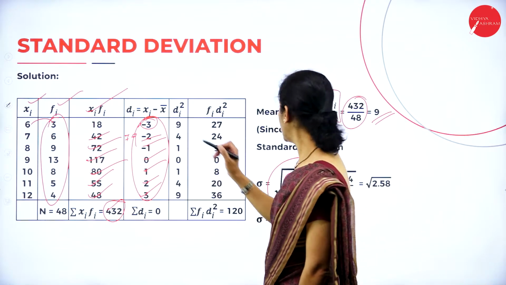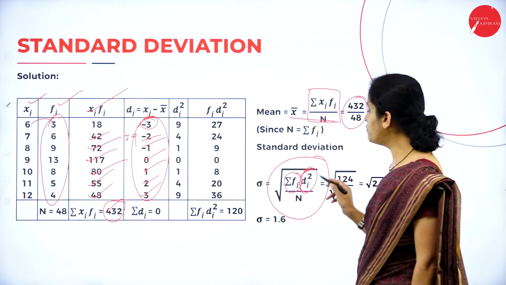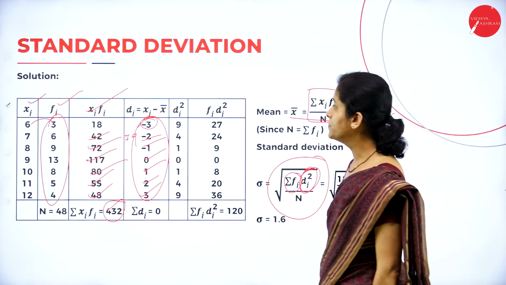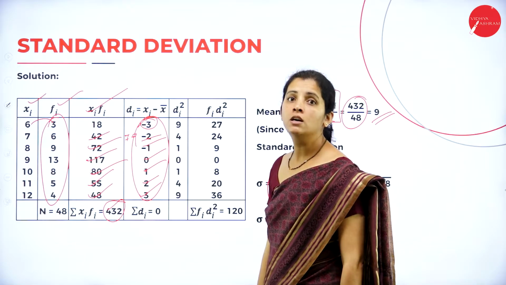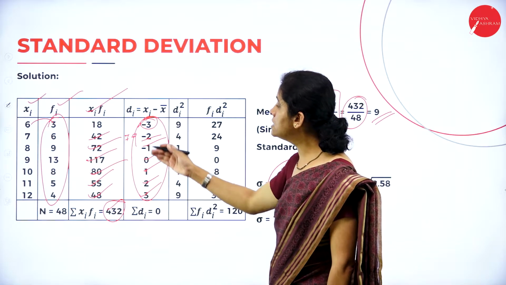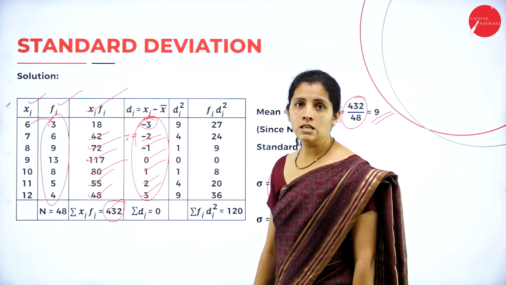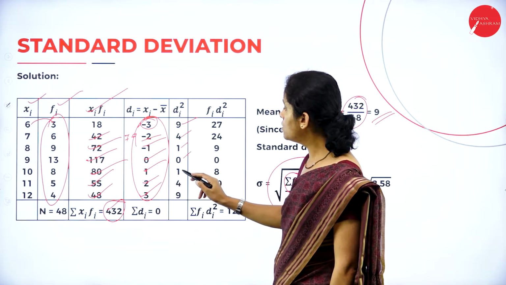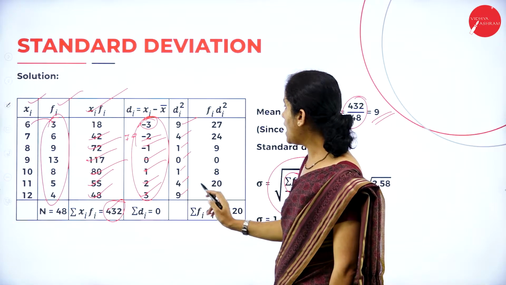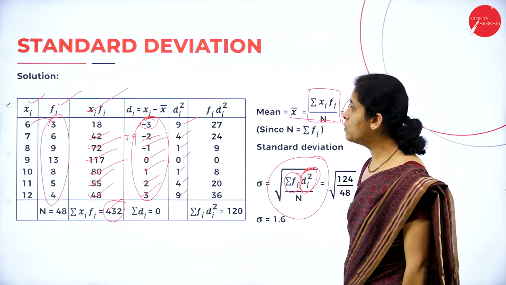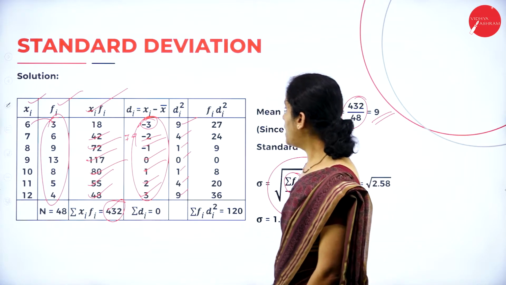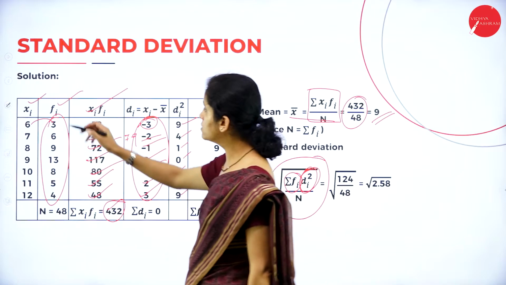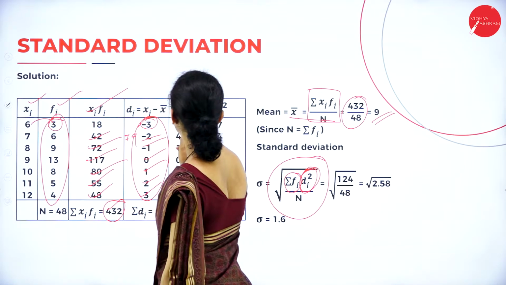After that, what I required, according to the formula, I required di square. So I'm going to take the square of these di. So minus 3 square, it is 9, 4, 1, 0, 1, 4 and 9. Now what I want to do? I want to multiply fi into di square. So I want to multiply 3 with 9.